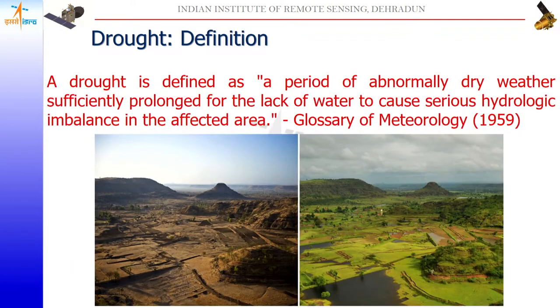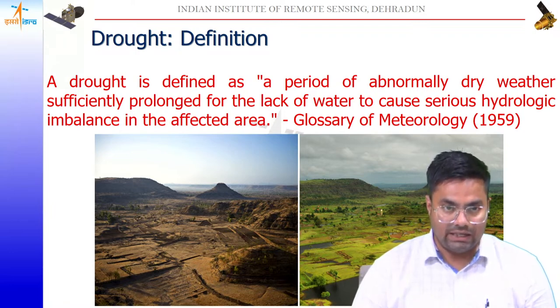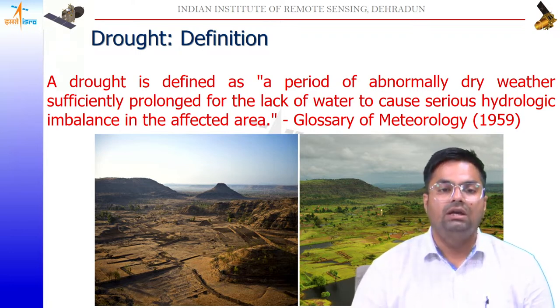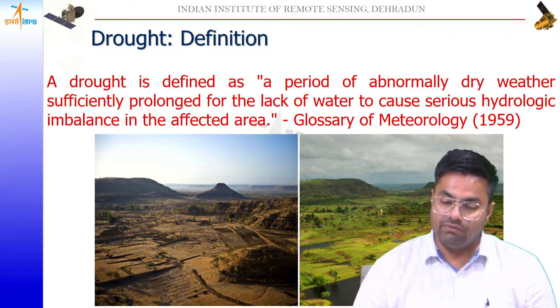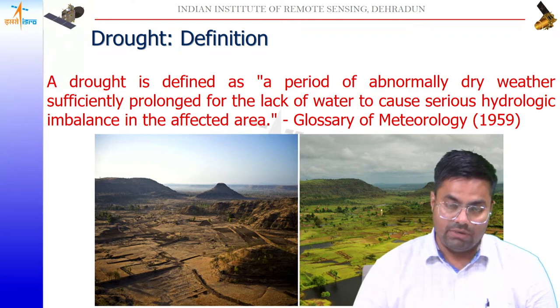Now, coming to the definition. Normally people talk about drought as unavailability of rainfall or unavailability of moisture conditions. Although it is correct, if we talk about the scientific definition of drought, it was declared in the Glossary of Meteorology in 1959, where each and every word in the definition has a specific meaning. As mentioned here: a period of abnormal dry weather sufficiently prolonged for the lack of water to cause serious hydrological imbalance in the affected area.